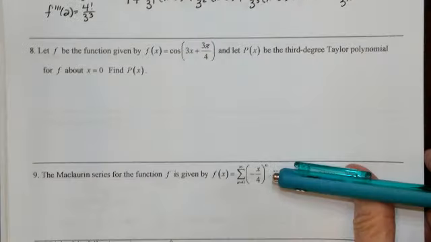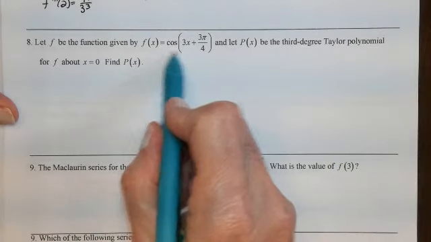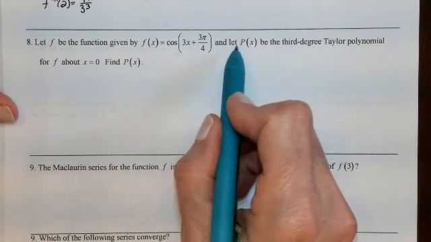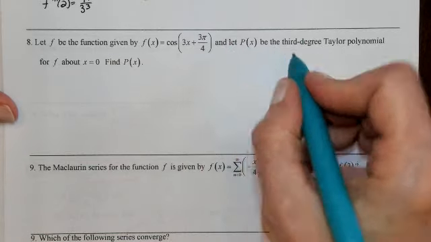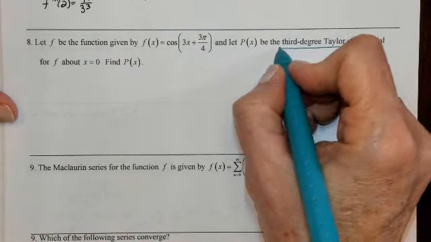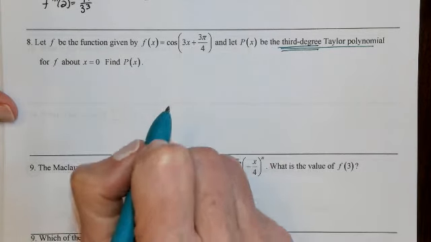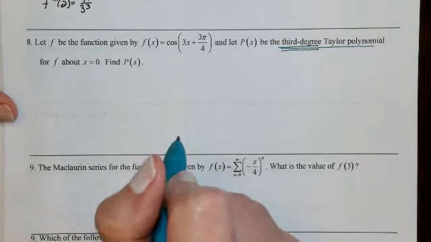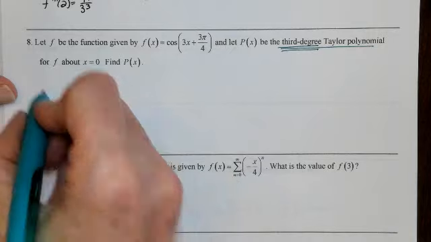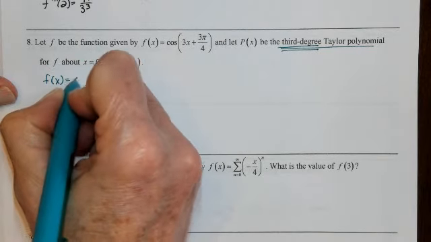Next up, number 8 says let f be the function given by this equation. Let p of x be the third degree Taylor polynomial. Find the third degree Taylor polynomial, but call it p of x. Okay? So we start with f of x is equal to this function.